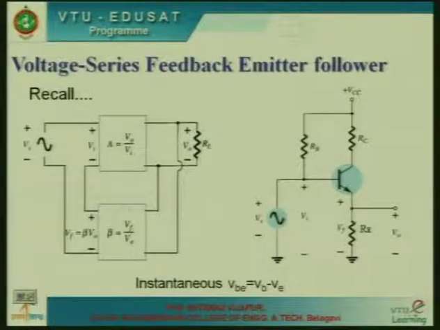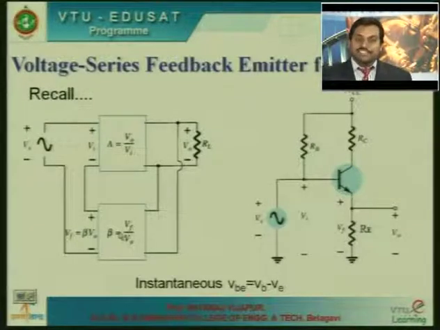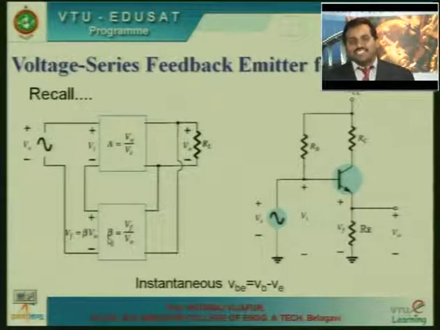Let us recall the circuitry of voltage series feedback. What all does it consist of? A voltage Vs, an open loop amplifier, a feedback network. The input voltage is amplified by the open loop amplifier, and the output voltage is obtained. This is fed to the feedback network. The feedback network samples, or collects, a part of the output voltage. It is actually an attenuator.